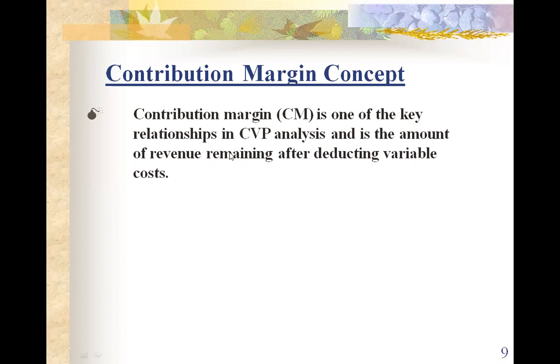Suppose your sales is 10,000 taka and your variable cost is 4,000 taka. So from 10,000, if we deduct 4,000, then after that you have 6,000 taka. So 6,000 taka will be your contribution margin. Clear?